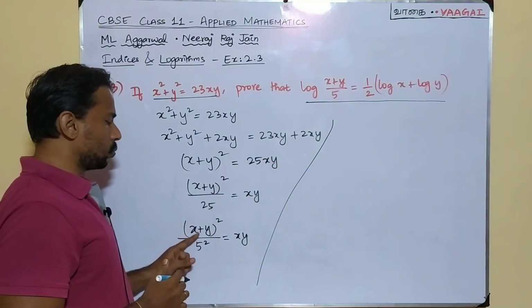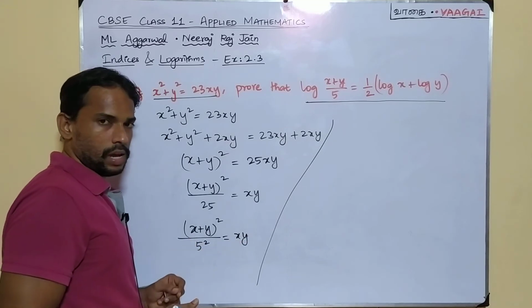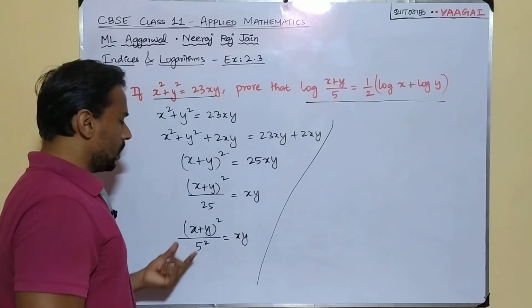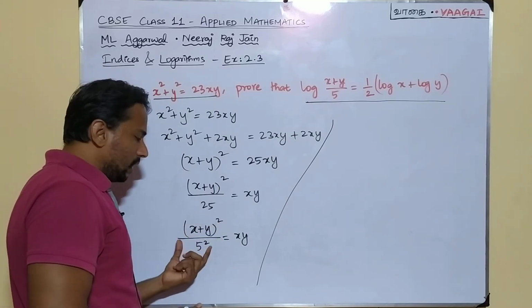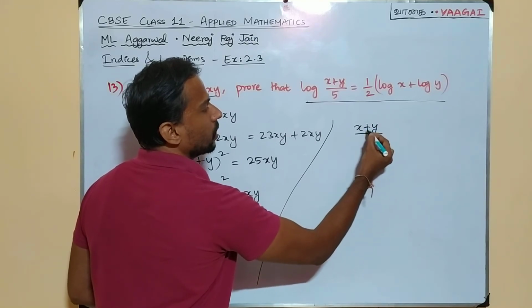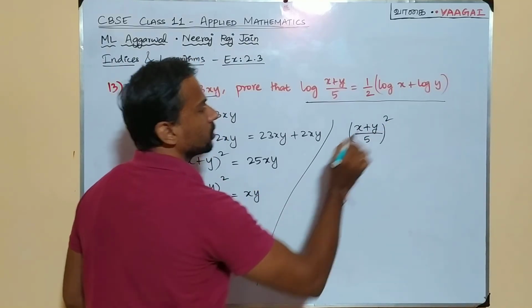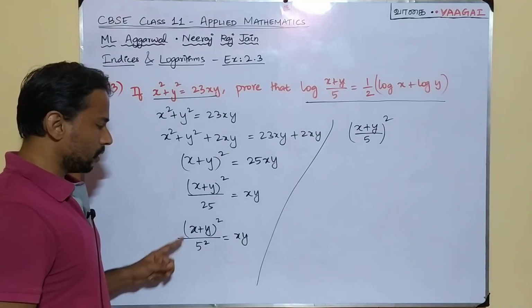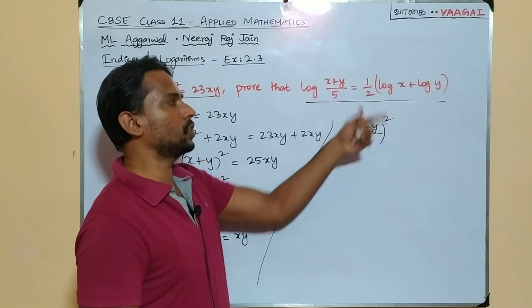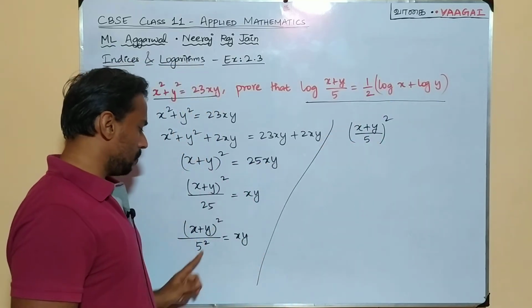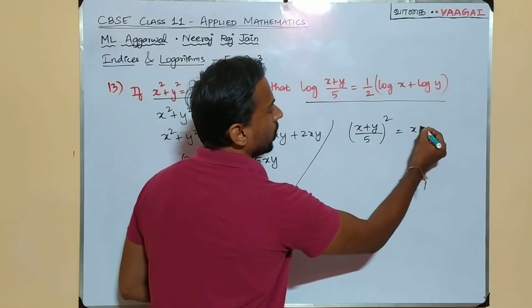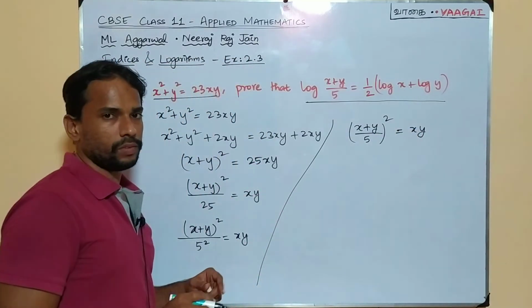So we are left with (x plus y) the whole square by 5 square equal to xy, and now what we can do is take the whole square. I will write it as (x plus y by 5) the whole square. You can very well write like this, right? Because the square is going to be common now. I am going to write the entire fraction's whole square. So (x plus y by 5) the whole square is equal to, right hand side, xy. The same thing happens.